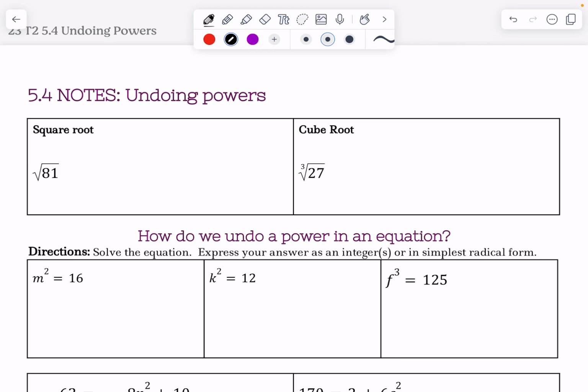We are going to do undoing powers today. So we're going to undo square roots, cube roots, and see what we get. And this is going to help us to be able to solve more advanced problems later on.